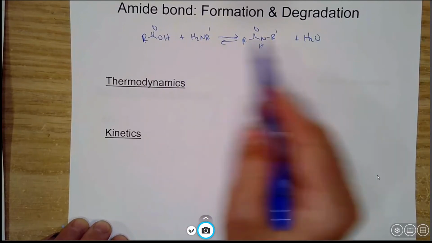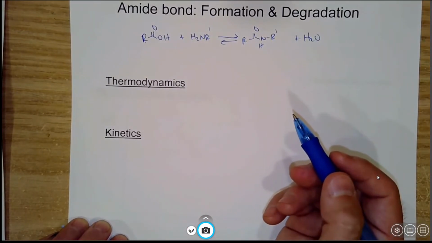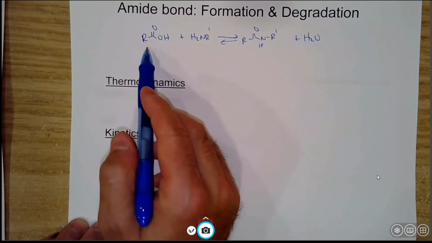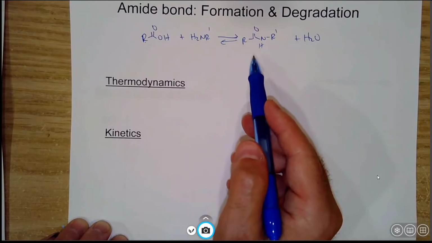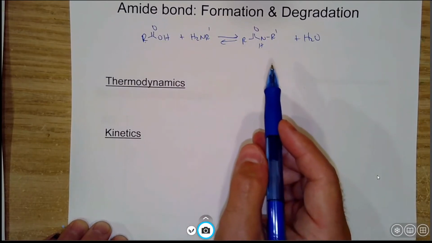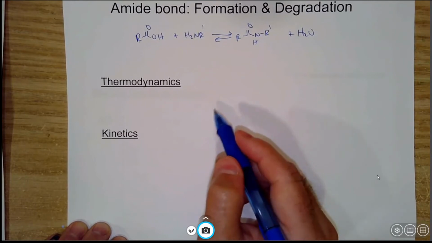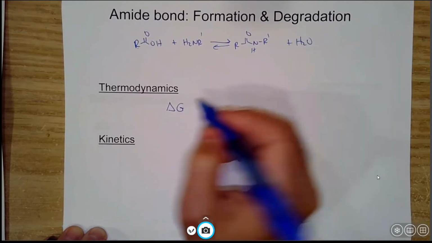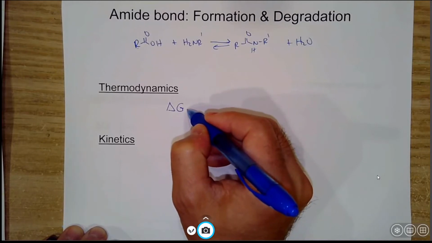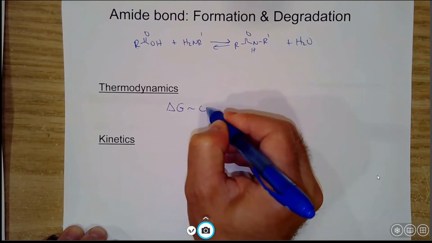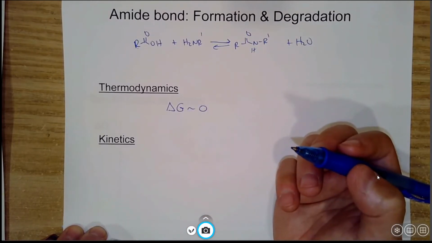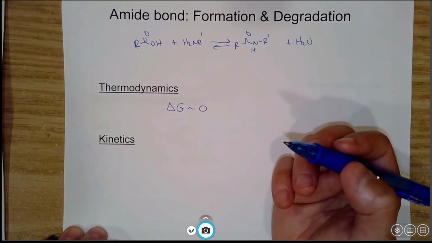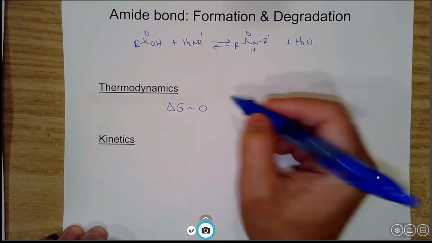Okay, if you think of this from a thermodynamic point of view, both of the products and the starting materials are stable. So when we think of thermodynamics, this reaction actually has a change in delta G of around 0, meaning that the overall reaction is thermoneutral. There isn't anything really there to drive the reaction. It's not a downhill reaction, nor is it an uphill reaction.